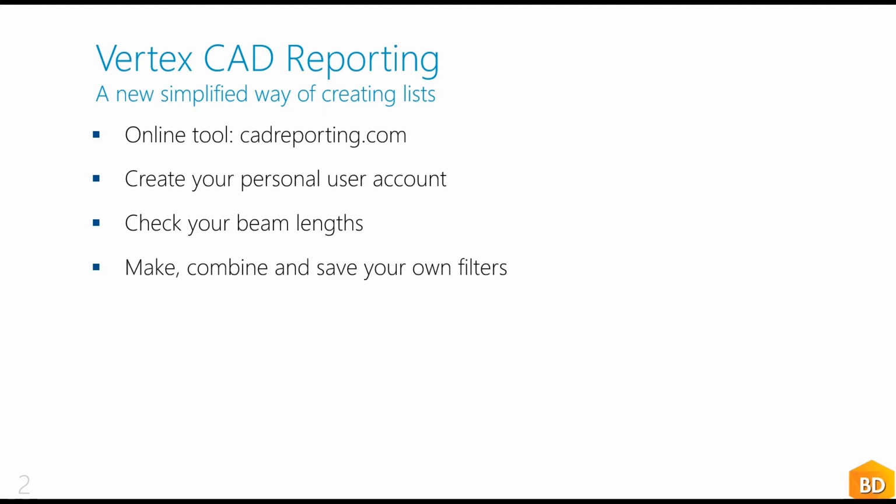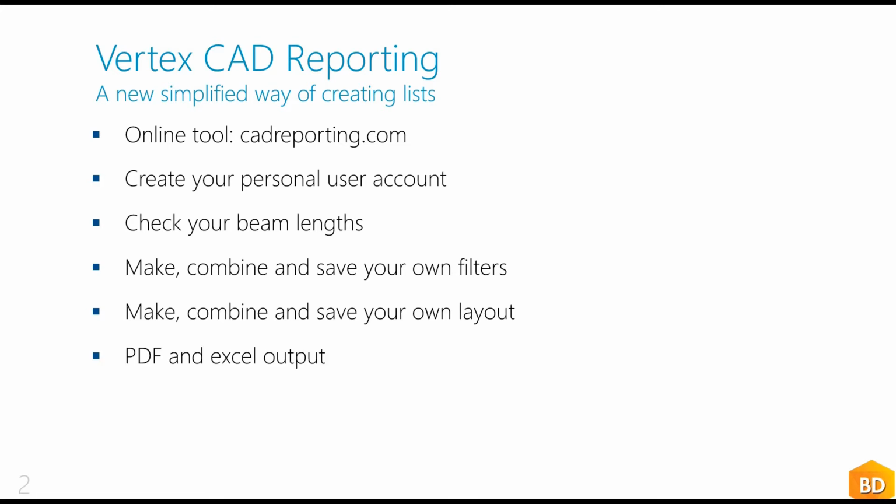You can make, combine and save your own filters, and you can also make, combine and save your own layout. So with a combination of these two tools, you can create a diverse amount of lists which you need for your company. When all this setup work has been done, you can have PDF output and also Excel output. We are also still building a calculation tool so you can calculate how much a project will cost.